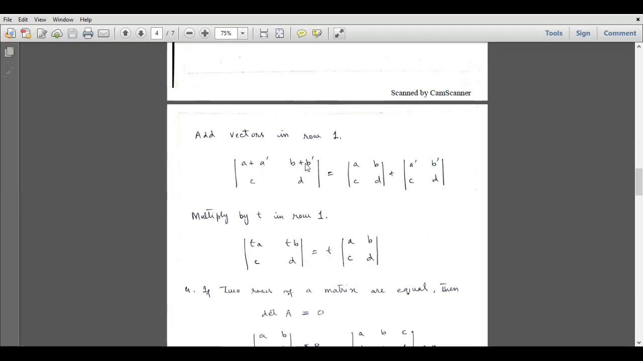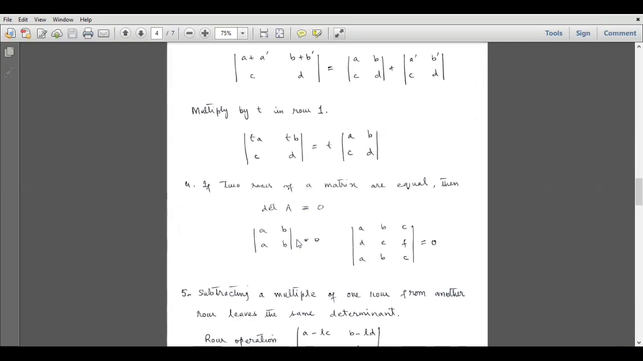Similarly, this addition property is also valid if these elements are added in the entire first column or the second column. If two rows of a matrix are equal, then the determinant of that matrix will be equal to 0. So either two rows or two columns, if they are equal, whether it is a 50 by 50 or a 100 by 100 matrix, the determinant will be equal to 0. Here you can see the first row and the third row are equal, so the determinant will be equal to 0.